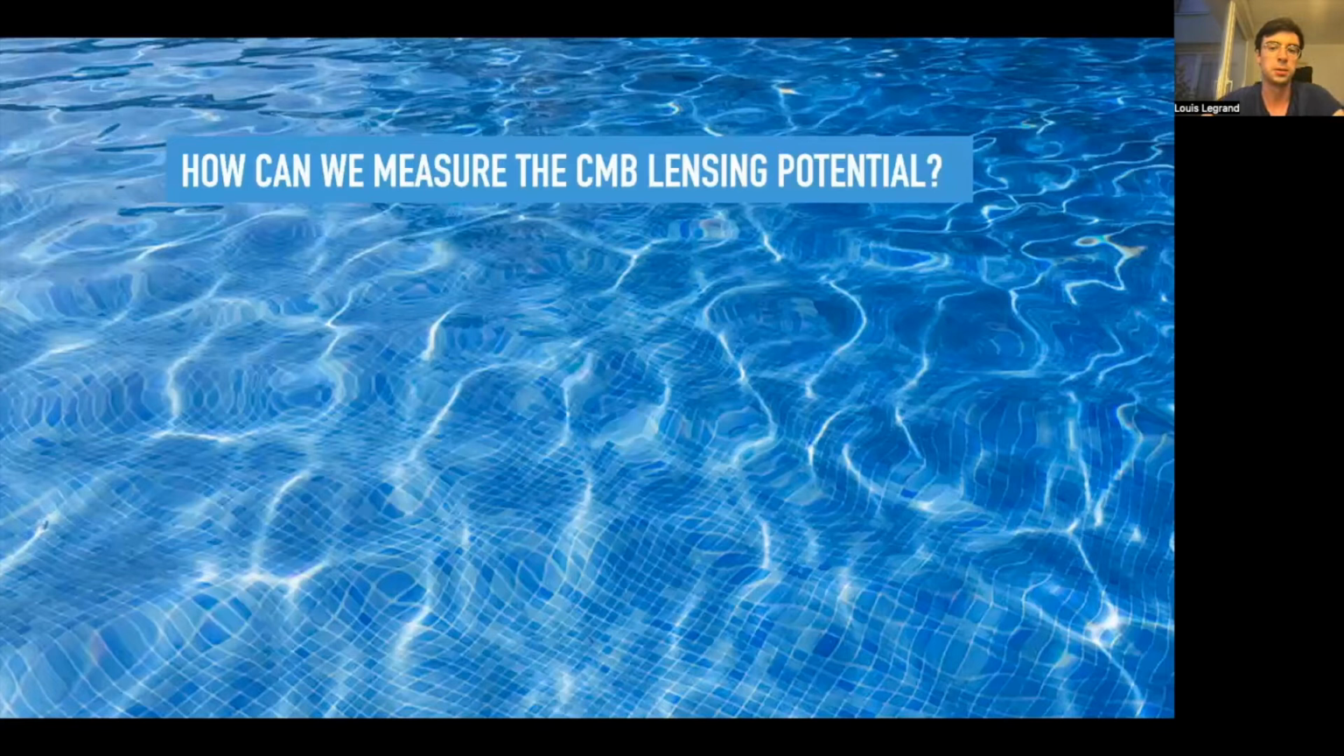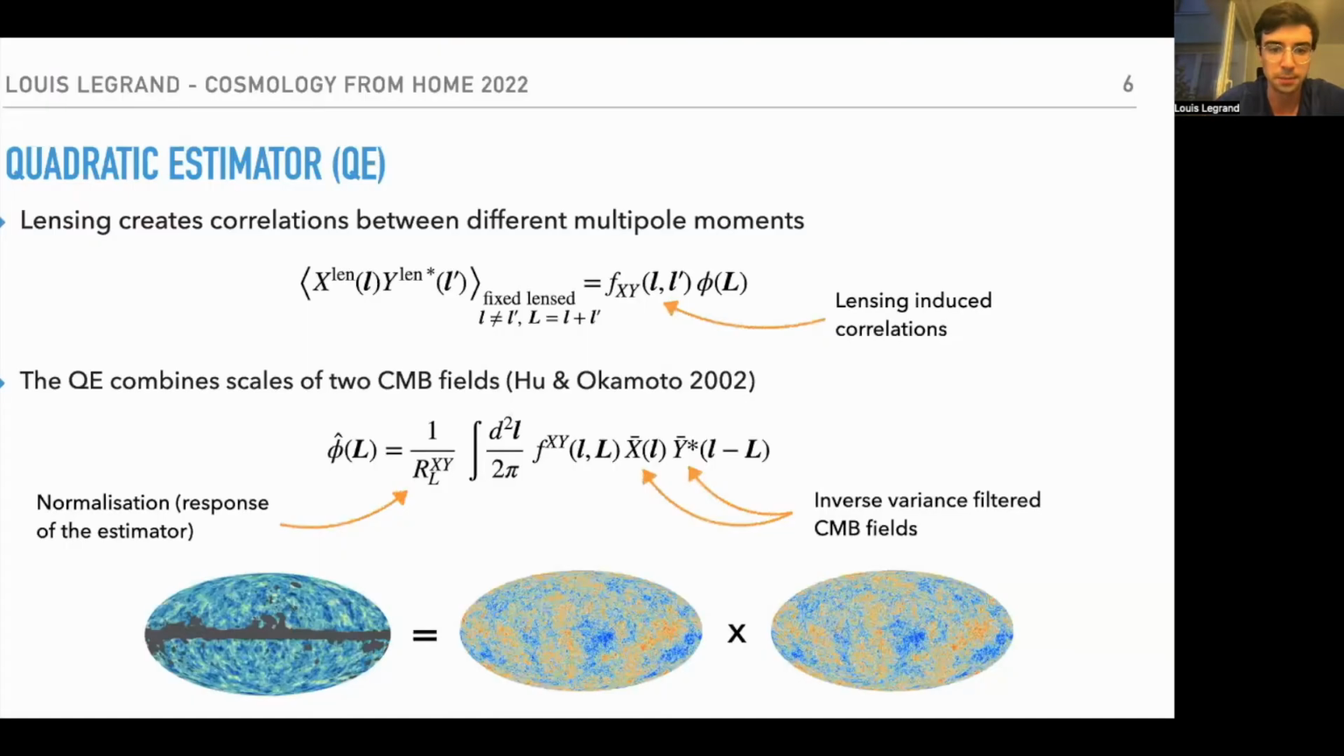How do we measure this CMB lensing potential? The idea is the same as in this image. If we assume that we know perfectly the bottom of this pool, that it is made of small squares all of the same shape and the same size, then by looking at the deformation of this image, we could in principle reconstruct almost perfectly the waveform of the surface of this pool. And the idea is the same for CMB lensing.